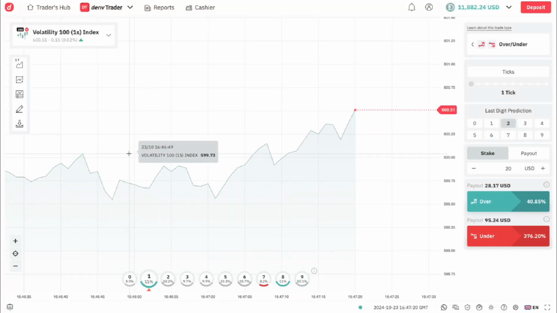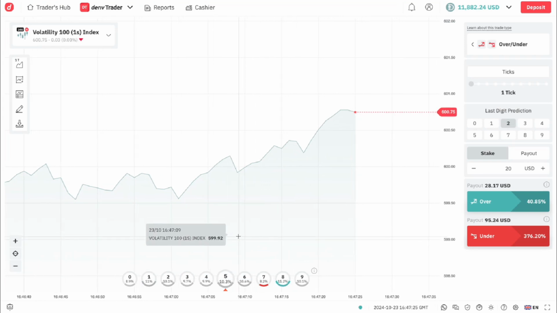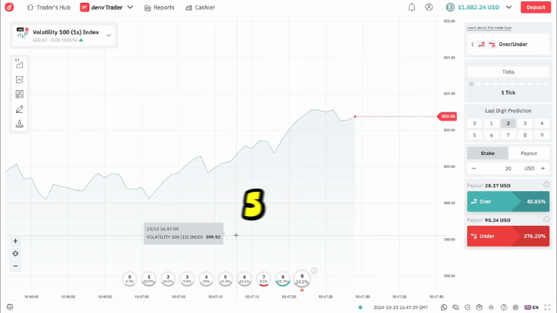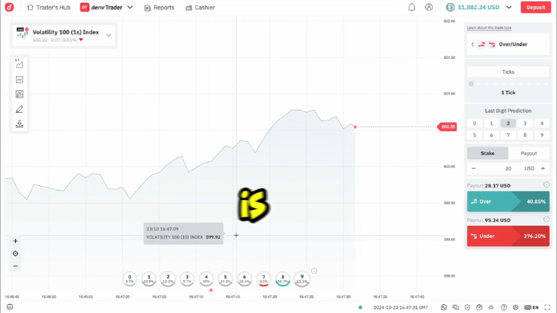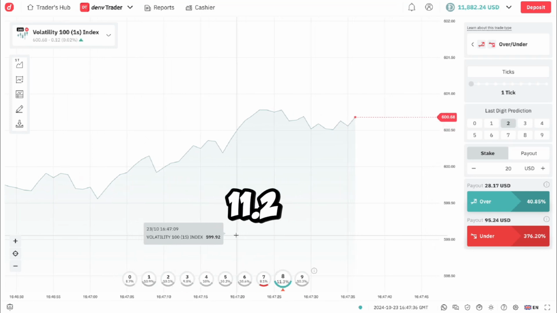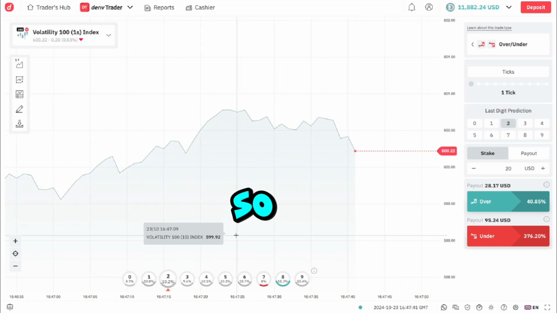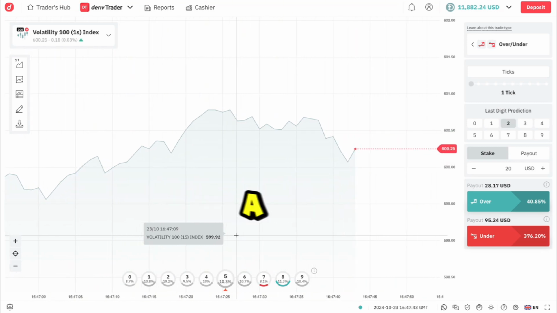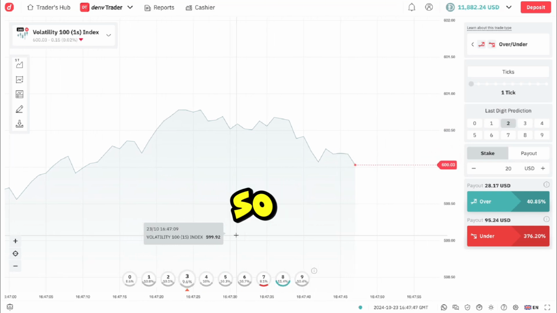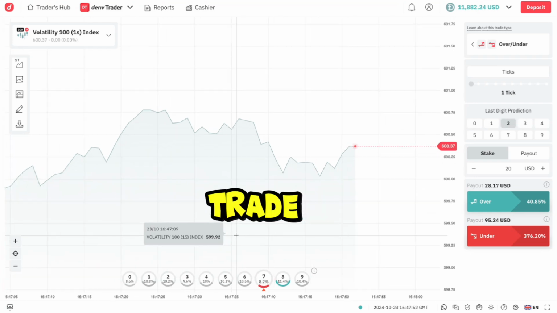Like this one. For example, if I tried over 5, it's likely to happen because look at all the digits. 6 is 10.6, 7 is the least one, 8 is 11.2, 9 is 10.3. So if, for example, I sit here and notice a pattern, when it touches 2, it goes to 7, it goes to 8. So I enter the market very quickly with my bot or whatever I decide to trade.